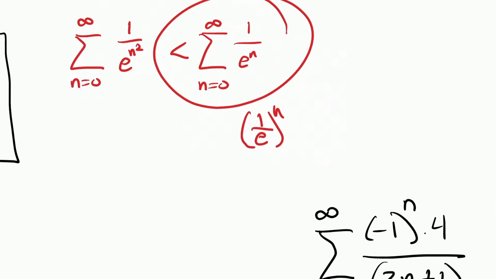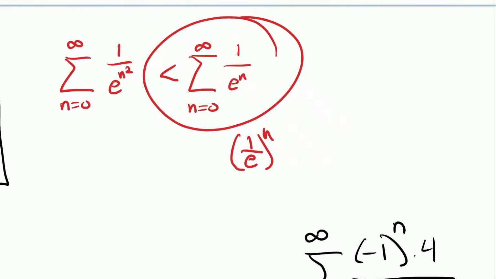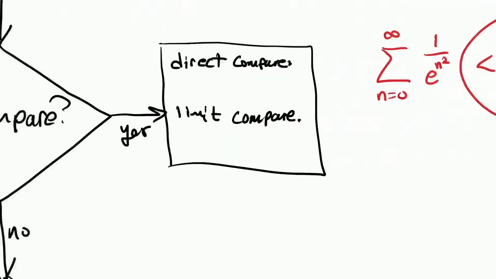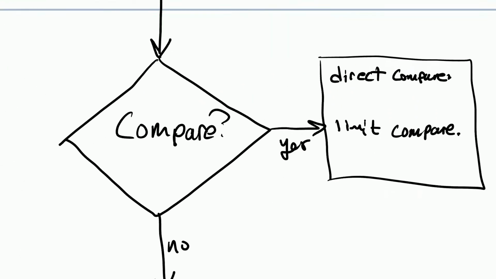Okay, but anyway, this one converges because 1 over e is less than 1, and so that converges. That's a direct comparison. So if you can compare, and I should say, only do this if it's easy. Is there an easy comparison? Can you easily compare? Yes, we'll do it. If you can't easily compare, then let's go find something else to do.